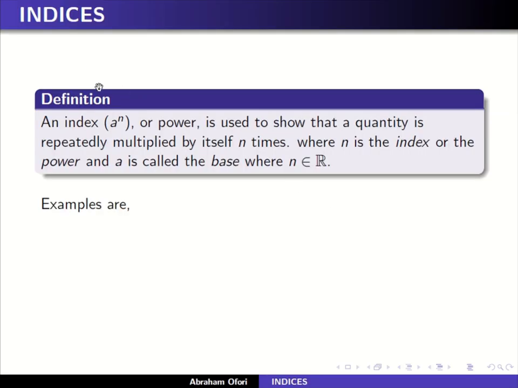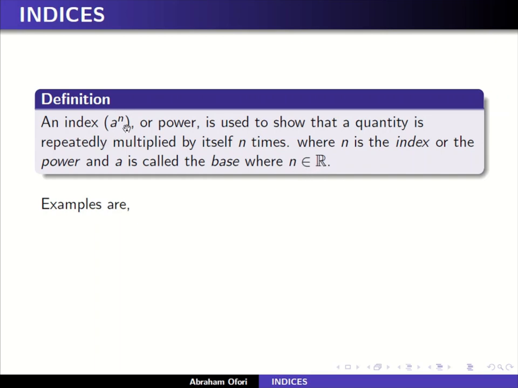So definition: an index, a to the power n, or power, is used to show that a quantity is repeatedly multiplied by itself n times. So here, n is the index or the power and a is called the base, and n belongs to the real numbers.